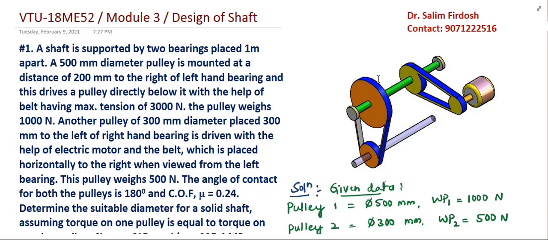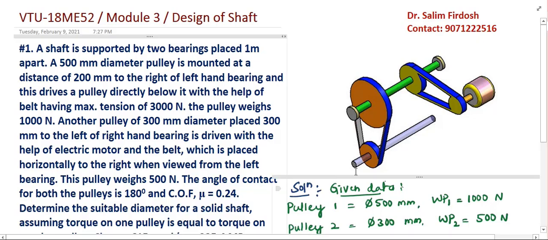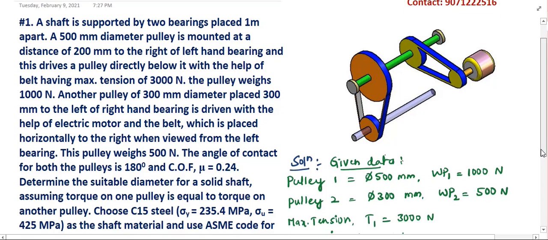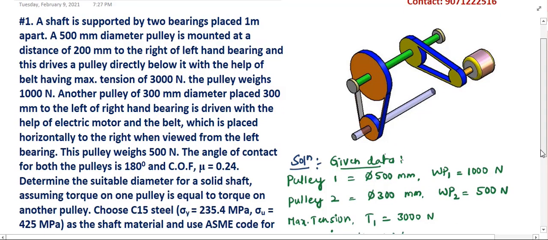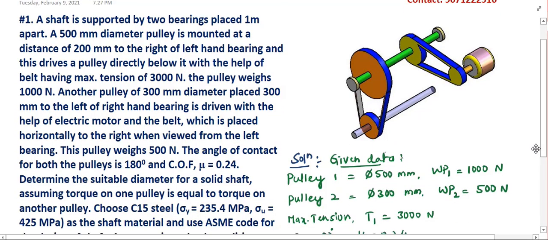Here the given data is: a pulley of 500 mm diameter is placed at 200 mm distance to the right of the left hand bearing. So let me mark the left hand bearing here. So this is the left hand bearing and this is your right hand bearing.